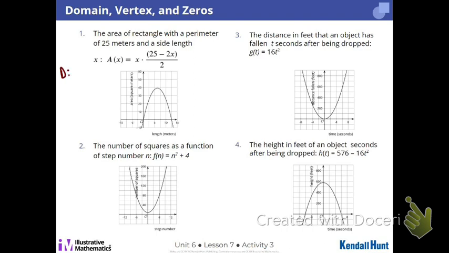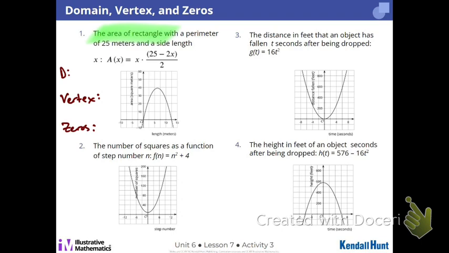You're going to find the vertex, and you're going to find the zeros. And we're going to say what they are in context as well. So we're going to find these things for each situation. So right here, we're talking about area of a rectangle.